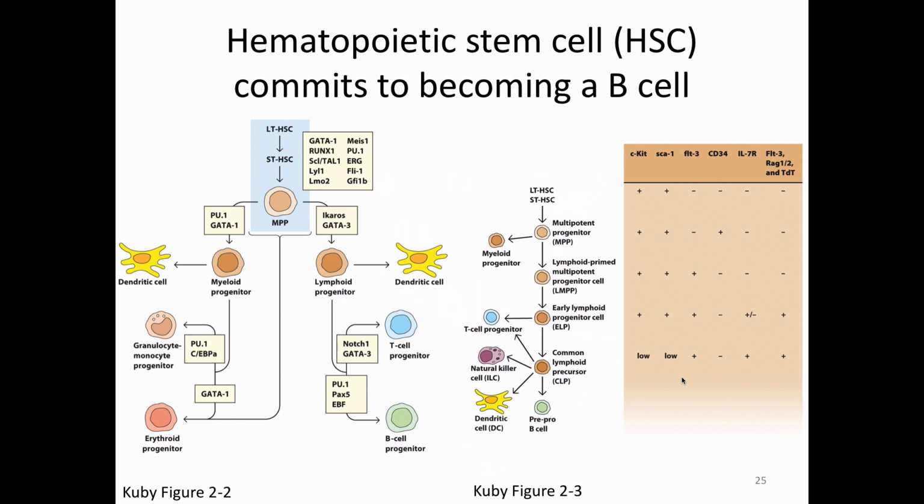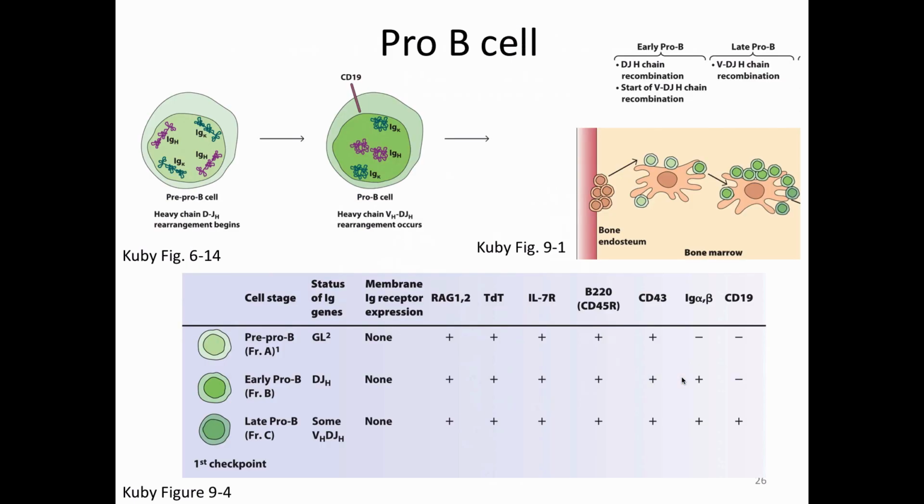We're going to really start with this cell that's already committed to becoming a B cell. This cell has a specific name. And this specific name of this cell is the pro-B cell. With each of the types of cells we see in B cell development, there are going to be a few specific things that we're going to notice about those cells. And the first of those things we're going to notice about the pro-B cell.